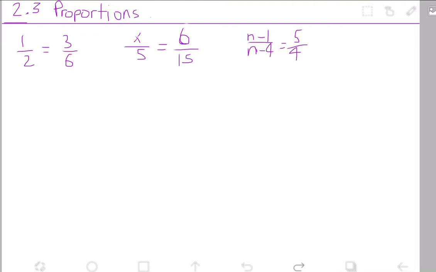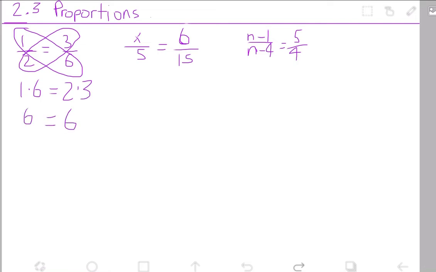So a proportion is basically a statement of equality between two ratios or fractions in this case. To solve a proportion, we can use a method called the extremes property of proportion. In that property, you multiply both the diagonal numbers together and they're going to be equal. So basically in this case, 1 times 6 is equal to 2 times 3. And you can see that those two are equal.